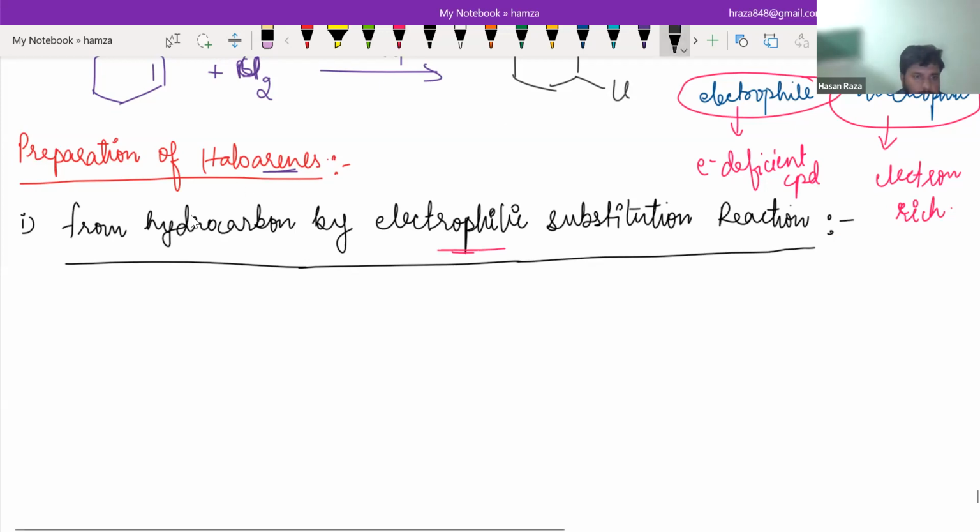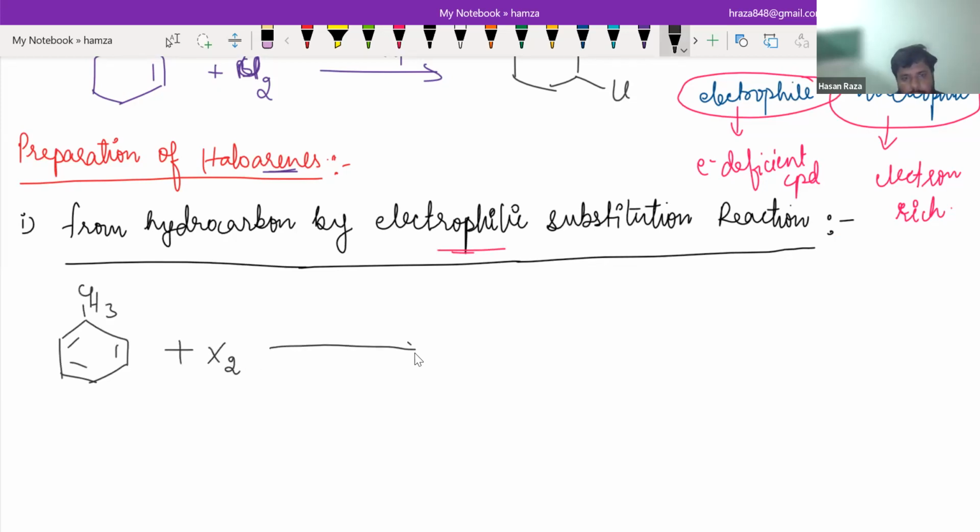So according to this, I'm going to take methyl benzene first. This is methyl benzene. I'm going to react this with X2, that means halogen, in the presence of iron and dark. Dark basically means cold.